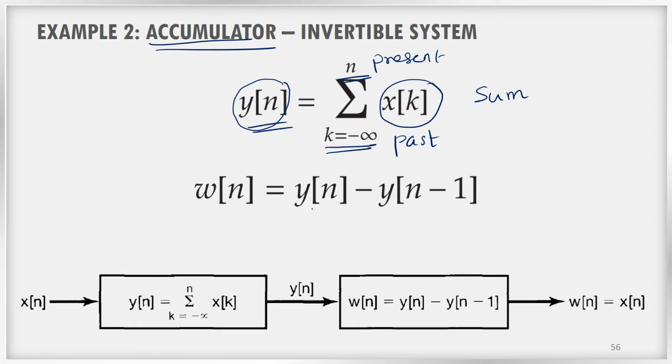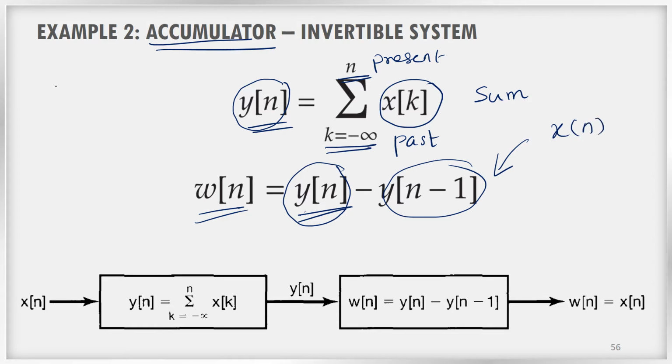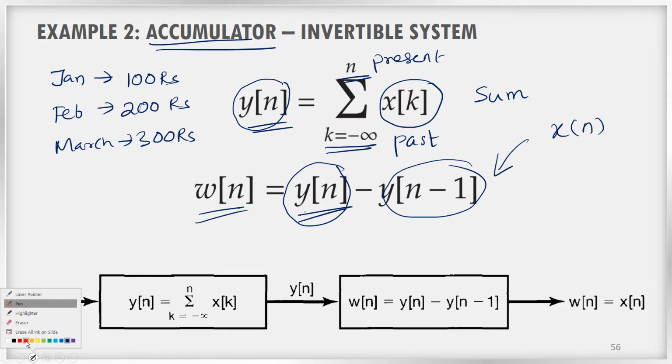Now if you perform some other operation in which you calculate the difference between the current output and the previous output, then you get something called w of n. So actually what we are doing here is calculating the input x of n. You can understand it this way: in January you have deposited 100 rupees, in February you have deposited 200 rupees, in March you have deposited 300 rupees. Up to February, if you take the sum, it is 300 rupees, because 100 plus 200 is equal to 300 rupees.